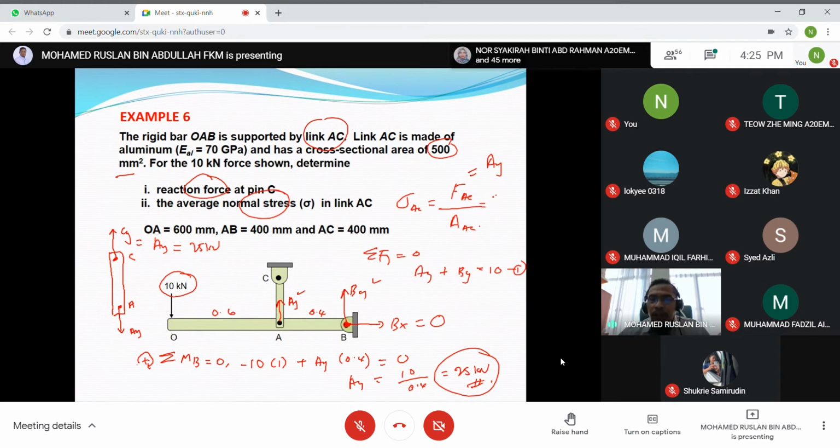So this is 25 kilonewton divided by the area, which is 500, multiplied by 10 to the minus 6, because we convert from millimeter square to meter square. So you have to multiply by 10 to the minus 6. That's how we solve this problem.